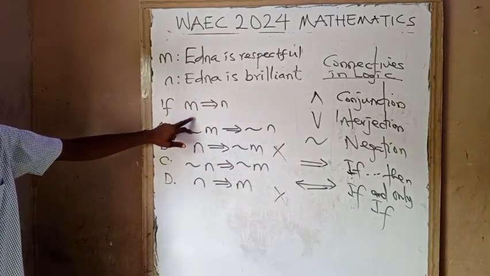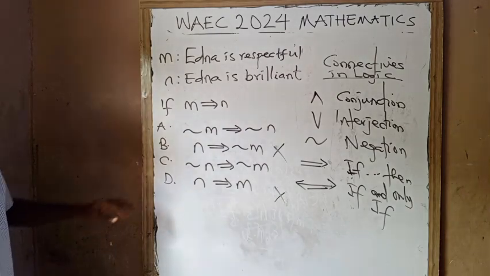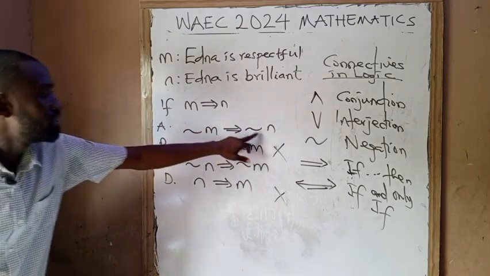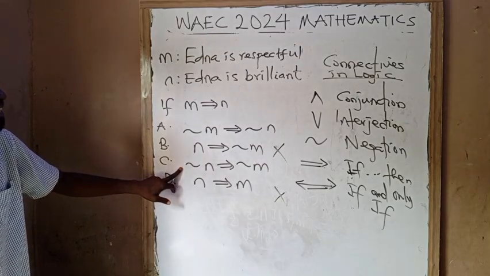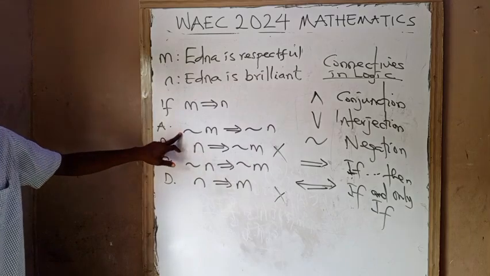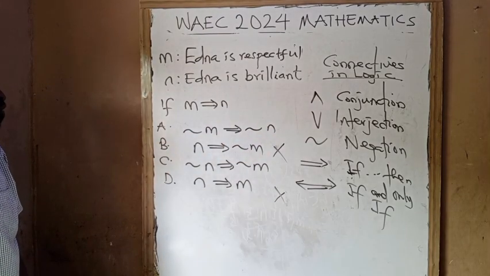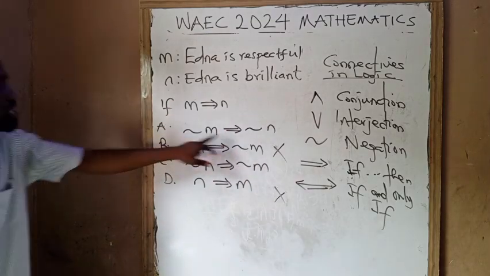So this one means, let me see the question. Well, the following is valid. So if Edna is respectful, she's not brilliant. But here, if Edna is not brilliant, she's not respectful. If Edna is not respectful, she's not brilliant. So which of them is correct? So I think I will go with option. If Edna is not respectful, it means she's not brilliant.